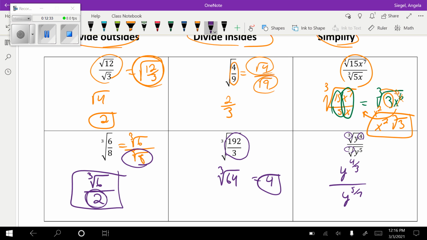So don't forget that we can kind of go back and forth and have it kind of help us. So I have y to the 4/3 minus 5/7 power, and do the math on those fractions, and you end up with y to the 13 over 21 power. Whew.